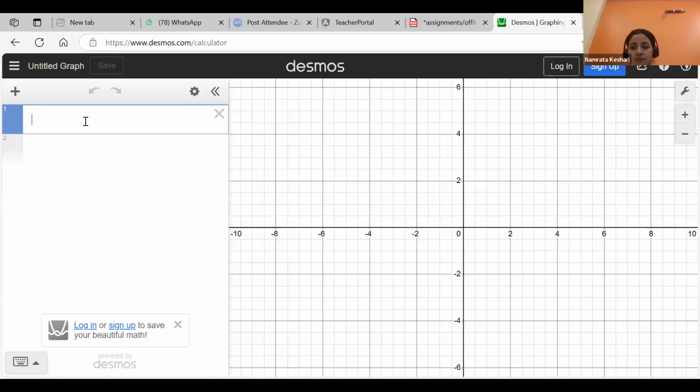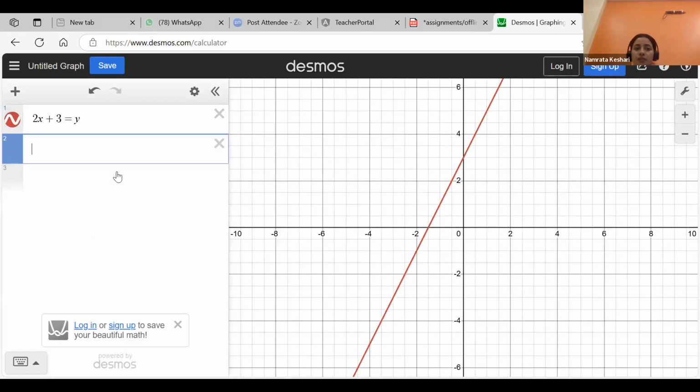Can you see this screen? Yes, ma'am. If I am taking an equation, 2x plus suppose 3 is equals to y, you can see the graph, right? Yes, ma'am. Okay, let me take y. So here solution means what? These are all the points, the coordinates which you can see over here.